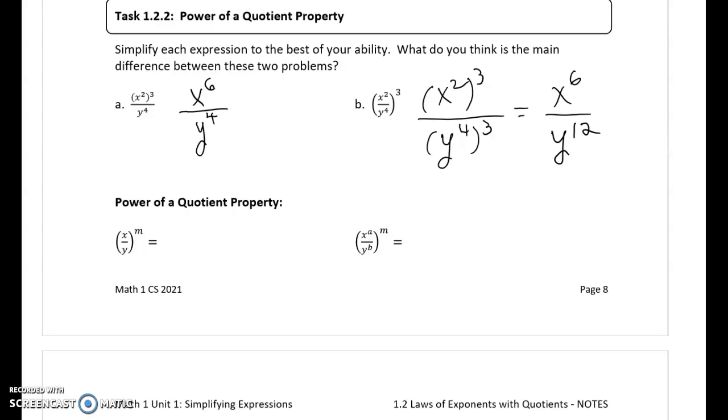We want to go ahead and develop some sort of rule. So here we've got x over y to the m power. The way you can evaluate that is kind of distributing that exponent inside the parentheses. So we have x to the m over y to the m. Same thing over here. The slight difference here is that the bases are a couple exponential expressions. However, we can still come up with a rule: x to the a times m over y to the b times m.